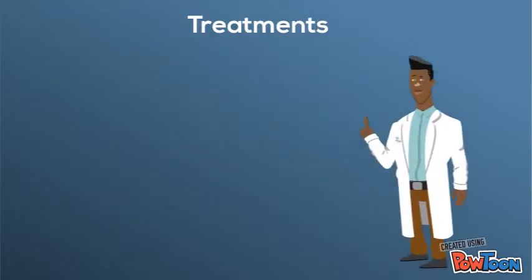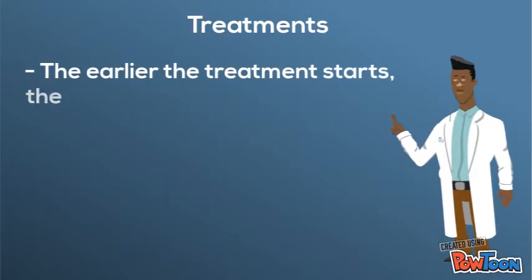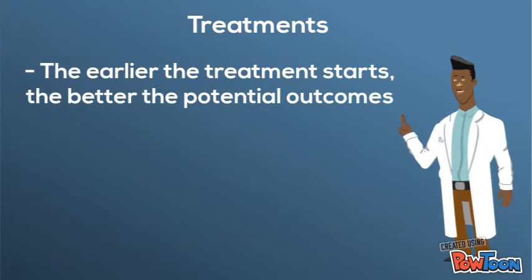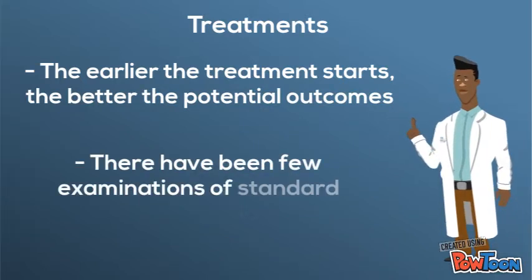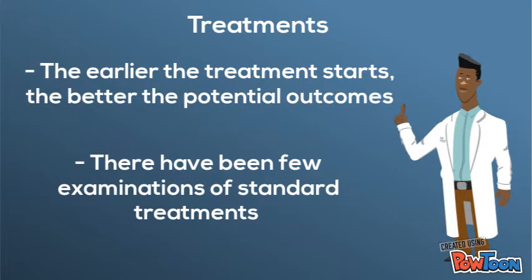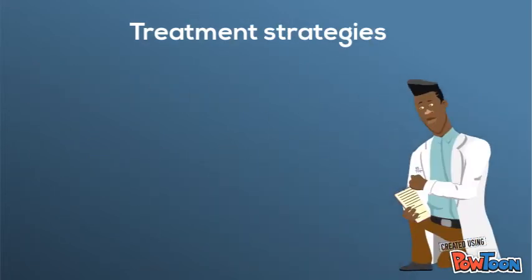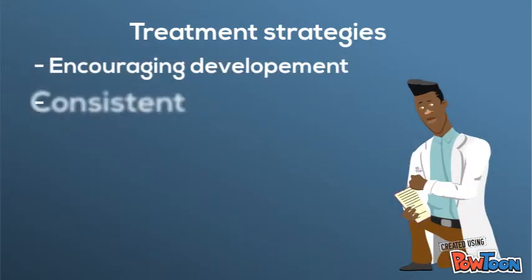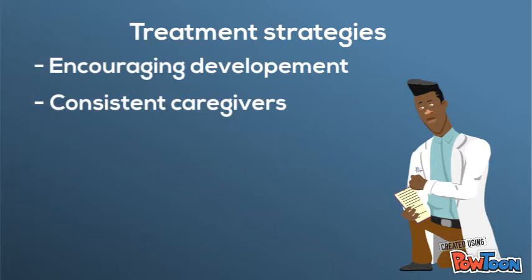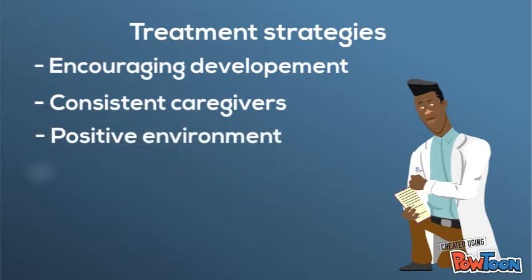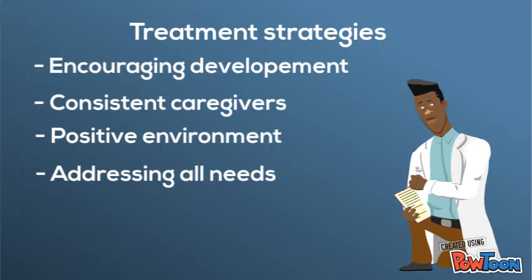The earlier the treatment starts, the better the potential outcomes. However, there have been few examinations of standard treatments. Some treatment strategies include encouraging development, consistent caregivers, positive environment, and addressing all needs such as medical, safety, and housing.